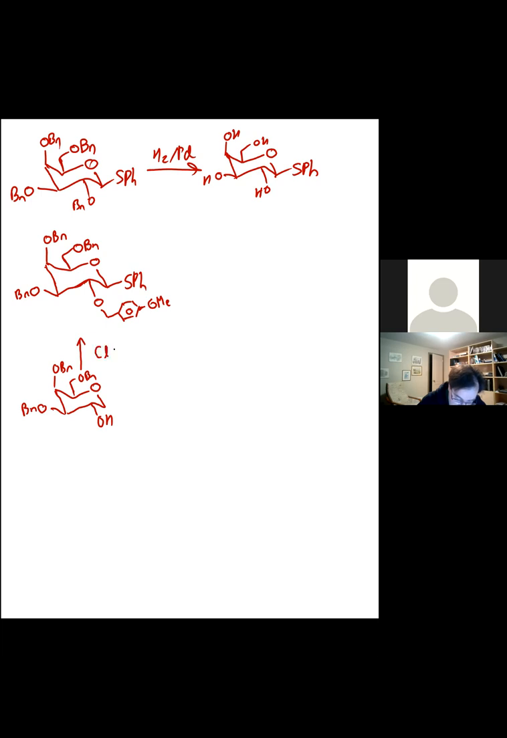And the benzyl chloride of the paramethoxy benzyl alcohol. So those are the reagents. This looks neater on my ChemDraw. Okay, so we can make this.